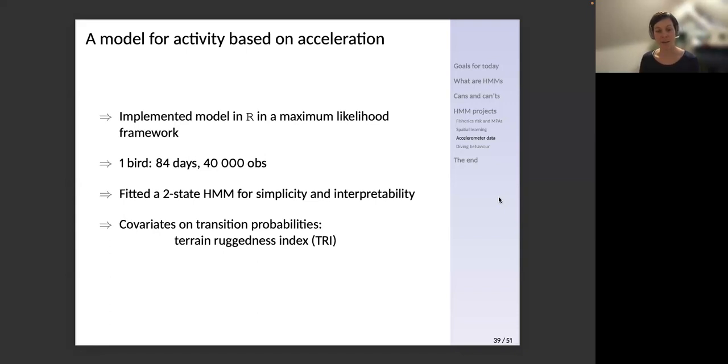The covariates that we put in the model were terrain ruggedness index, and this tells you something about what the landscape is like below where the bird is flying. So when the ruggedness index is low, it means it's over a flat area. When terrain ruggedness index is high, it means it's over a mountainous rugged area.